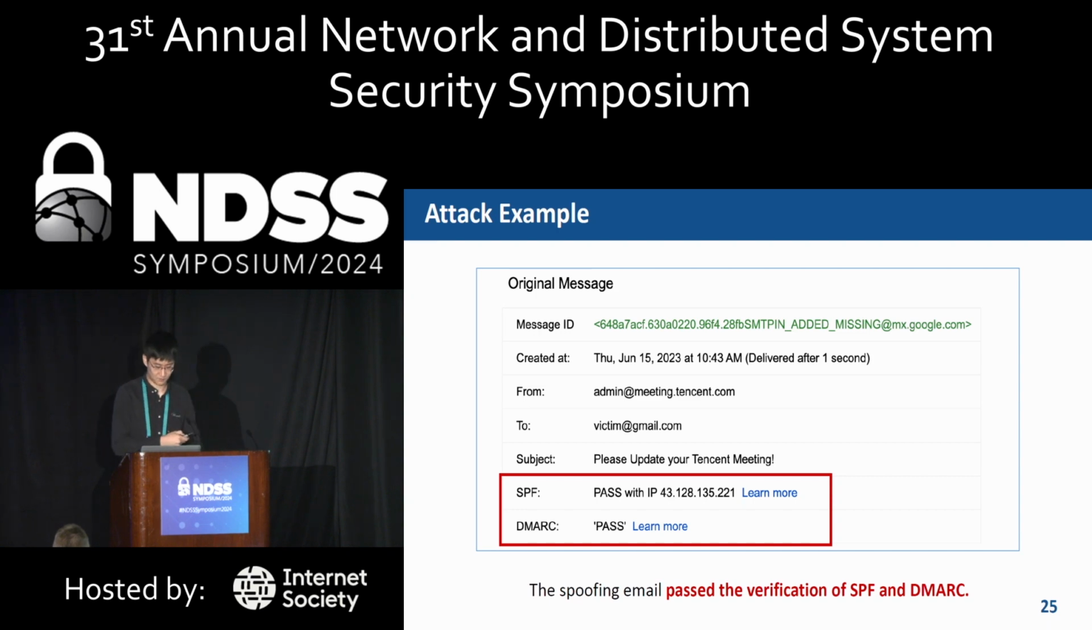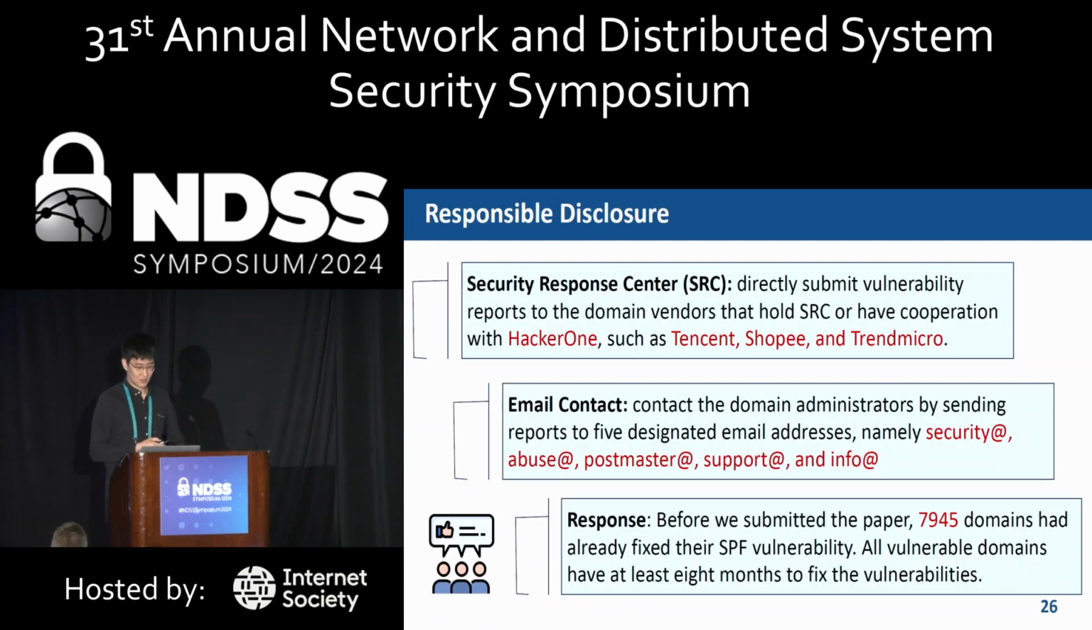Finally, we made a responsible disclosure to all vulnerable domains we found in the experiments, and we tried our best to contact these domains via SRC and email contact. Before we submitted the paper, almost 8,000 domains had already fixed their SPF vulnerabilities.